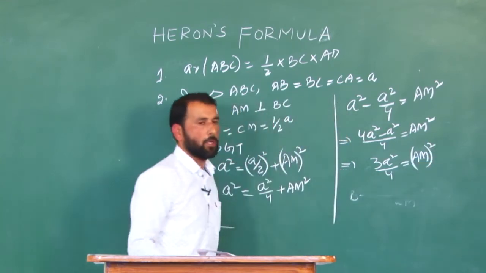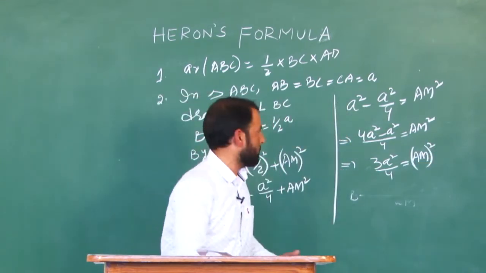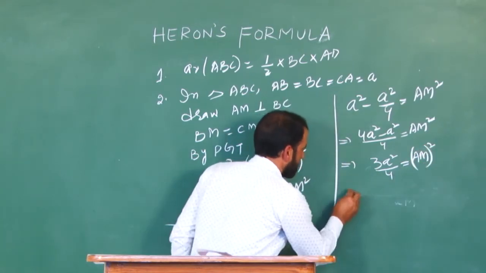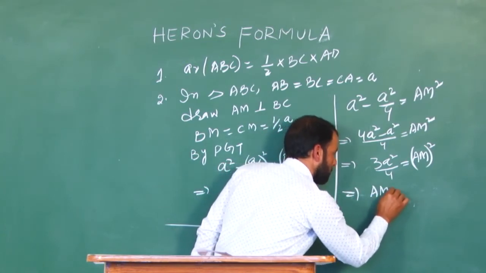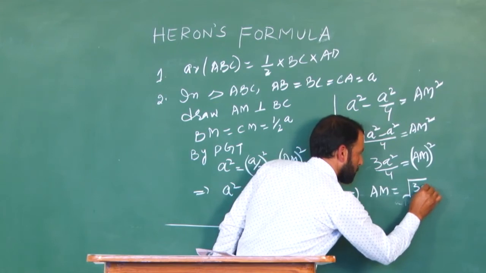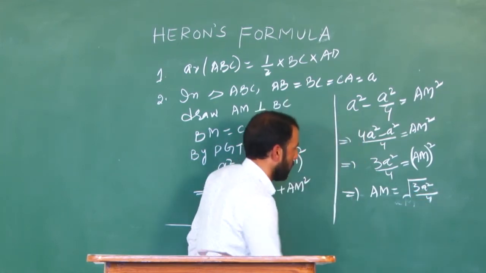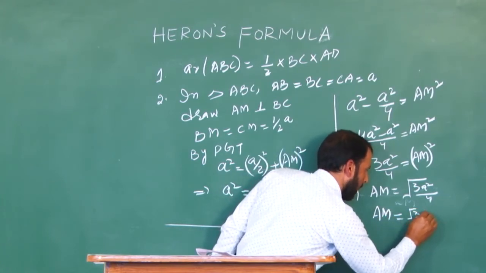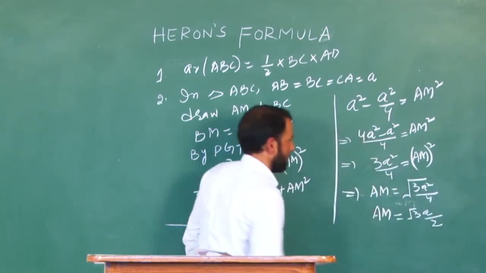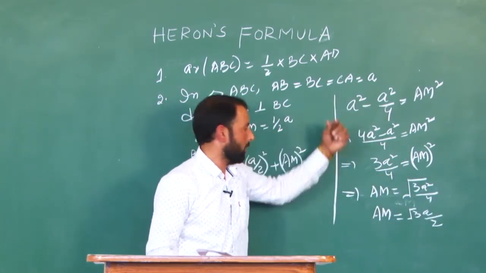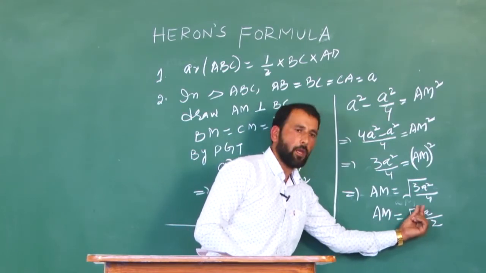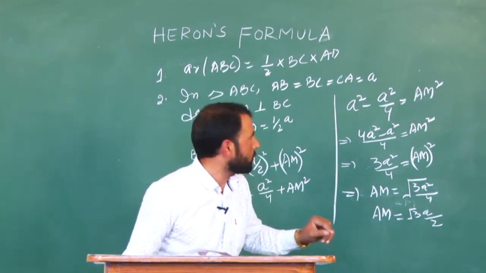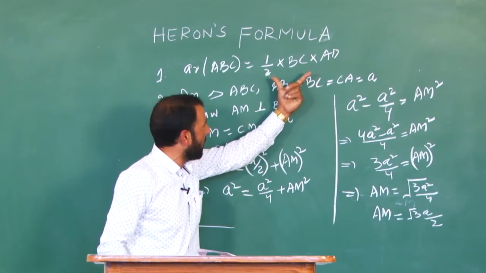Now we have to find out the altitude of the right triangle, that is AM. So here AM is squared, and we can transpose this square as well. That means we can write AM is equal to square root of 3a square divided by 4. So AM is equal to square root of 3 a divided by 2. This is the altitude of an equilateral triangle. Now after finding the altitude of an equilateral triangle, we can use this formula, that is 1/2 of base into altitude.